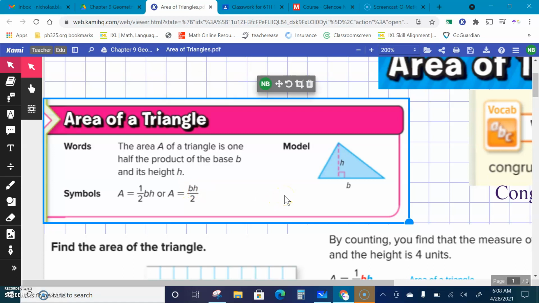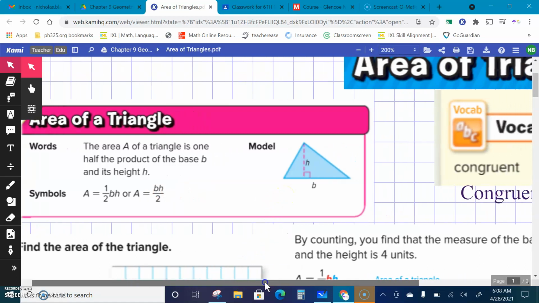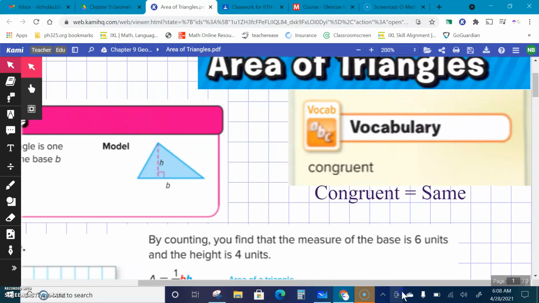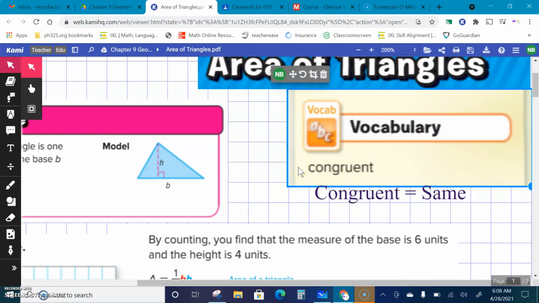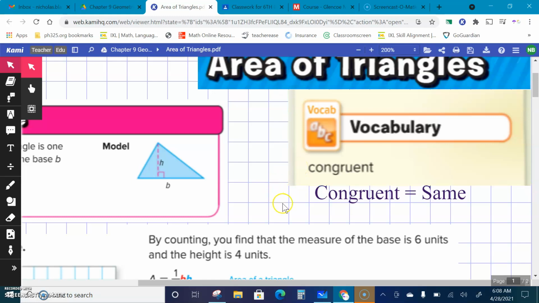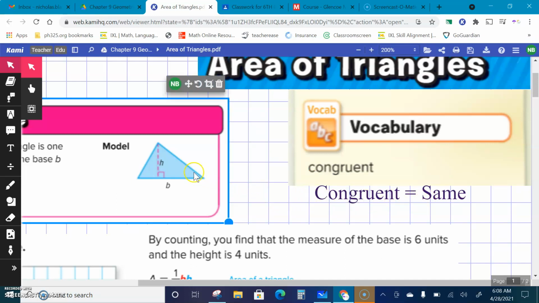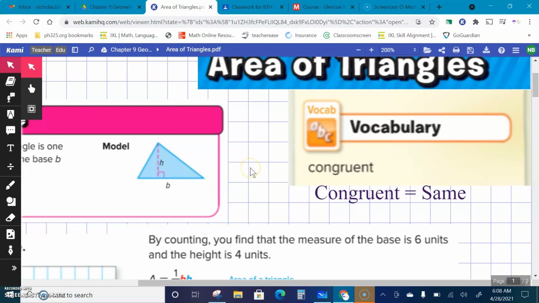Let's take a look at a vocabulary word that's important. You're going to start to hear "congruent" when you're moving up to 7th and 8th grade and on to high school. The word congruent means that it is the same. If they say that this triangle and another triangle are congruent, that means they are the same. They have the same sides and the same angles. It's like a twin.